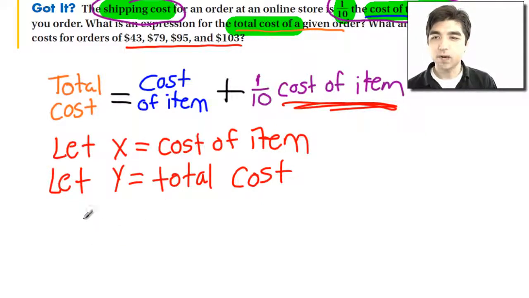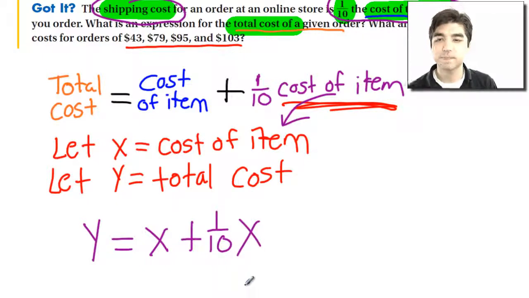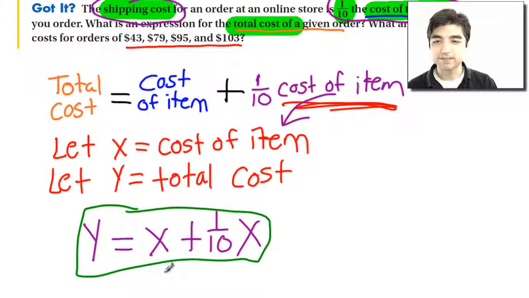Okay, so we got y equals total cost. So let's say y equals cost of item, remember that's our x, plus 1/10 of the cost of item, which again is our x. And so that is part of our answer here. We have our equation here. Now let's use this equation to find the costs that they ask for.